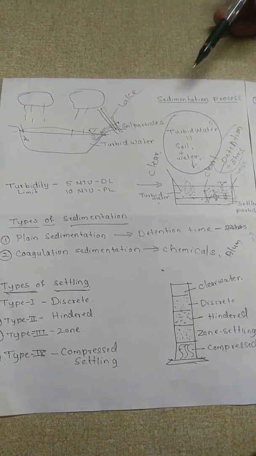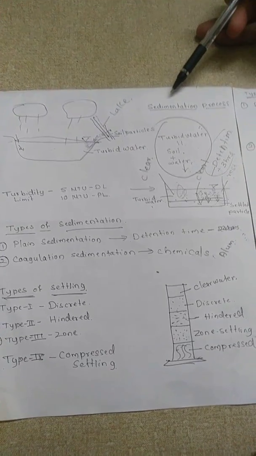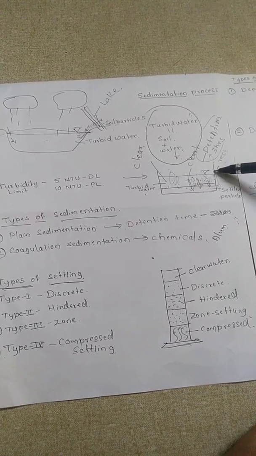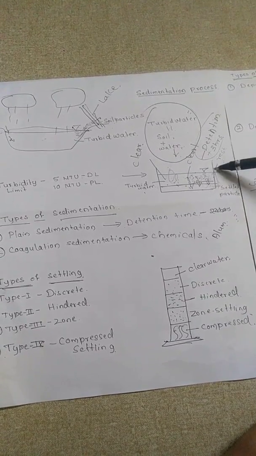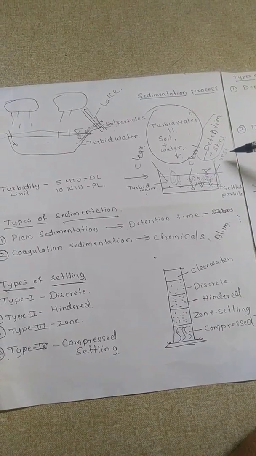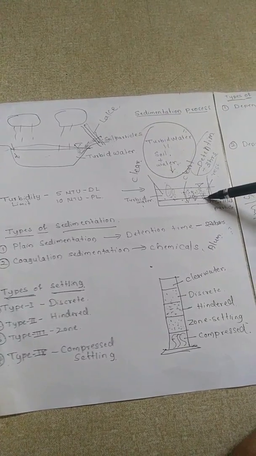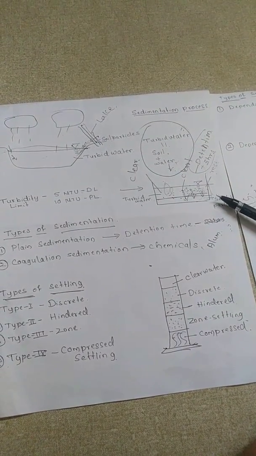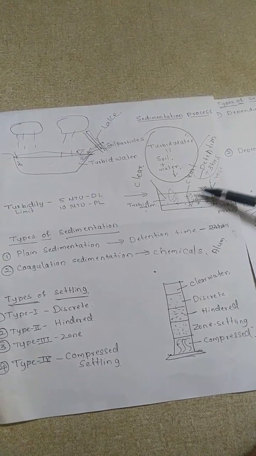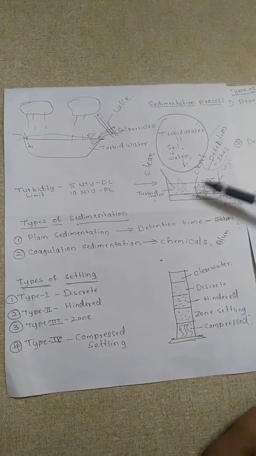Now we are going to revise what we have learnt in this class. We have learnt what sedimentation is. Sedimentation is nothing but the process of allowing turbid water to stand in a tank for a certain amount of time, the detention time. After that, the particles are going to get settled down due to their own weight, and we are going to have the clear water. So this process is called the sedimentation process.